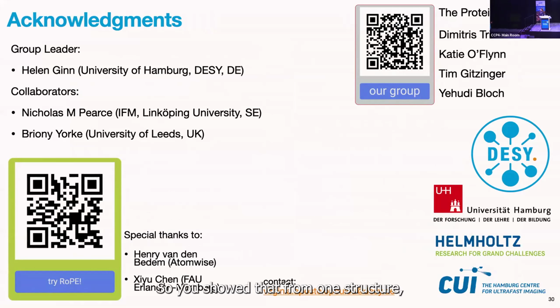So you showed that from one structure, you were able to fairly accurately reproduce the conformational space seen experimentally. How many different proteins have you done this for? And have you been able to show that you're able to reproduce large conformational changes?